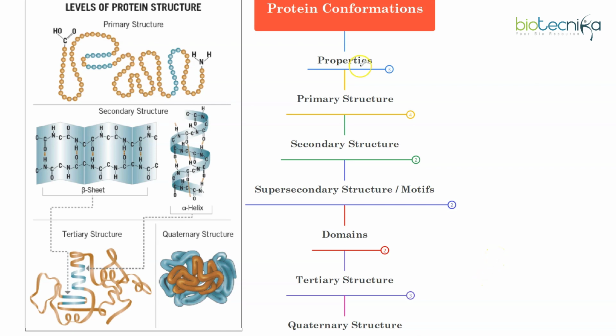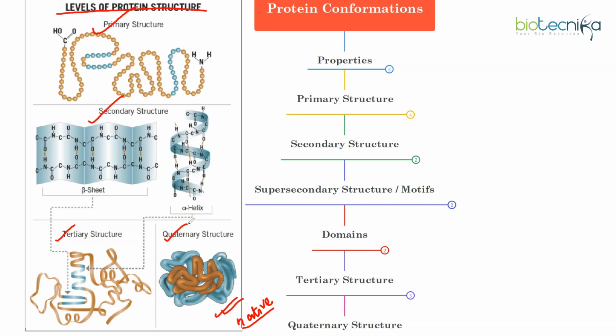We'll be discussing the properties of protein conformations and why it is required. Then we have several levels of protein structure. Proteins are not directly folded into their functional form. There are some hierarchies, meaning level by level. The polypeptide chain is folded into a functional protein, which we call the native protein. These levels of folding are primary structure, secondary structure, tertiary structure, and quaternary structure.